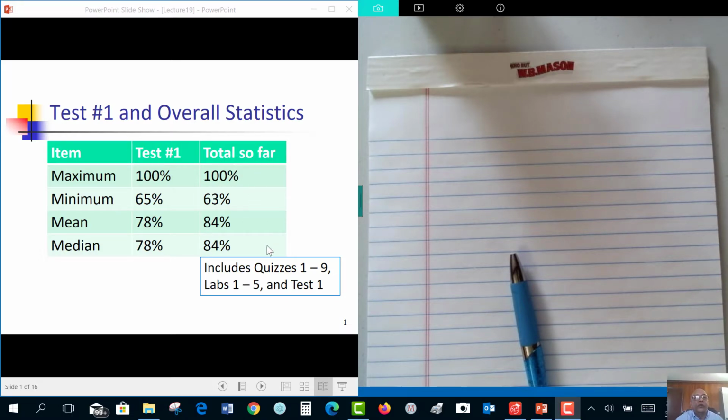What does the total include? It includes the first 9 quizzes, the first 5 labs, and this test one. So this is all the material that you did before test one. Again, one person scoring 100%, it's actually rounded up. Minimum score 63. And here is the key part. Mean and median are both 84%. That is usually the case in most of my courses. Mean and median are really around 82 to 84%.